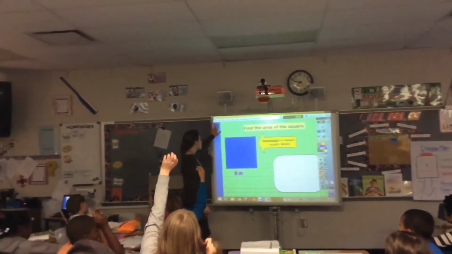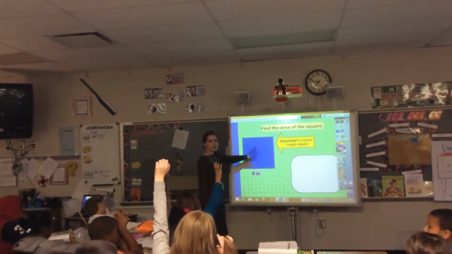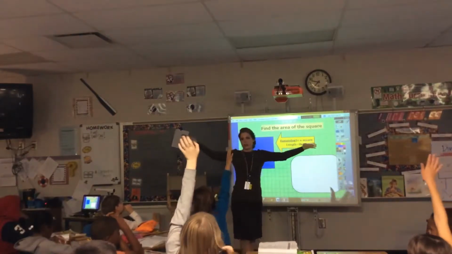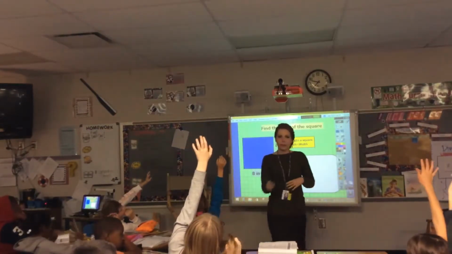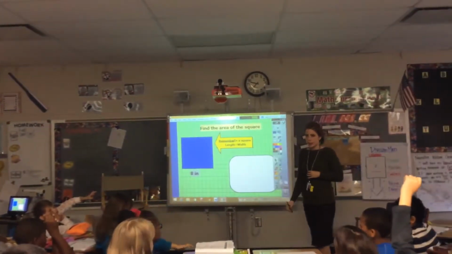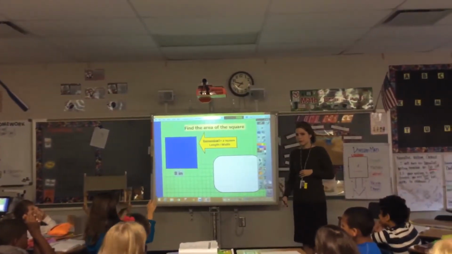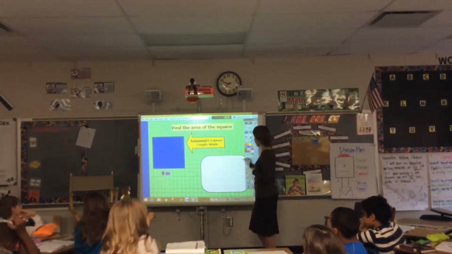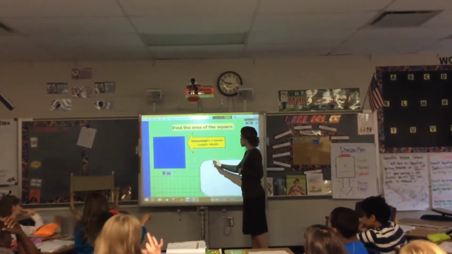How would we multiply a square? We've been doing rectangles. How would we multiply this square? We've only got one length. What are we going to do if we only have one length? What's your name, hon? Katie. How do you know that? Because they're all equal, so the length is 8 and the width is 8.